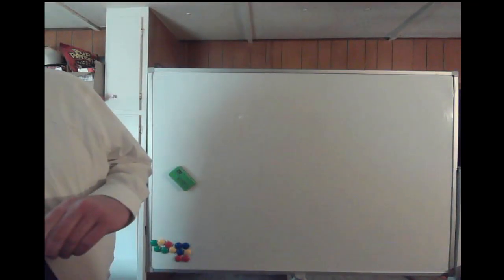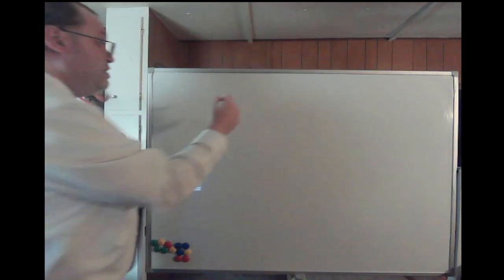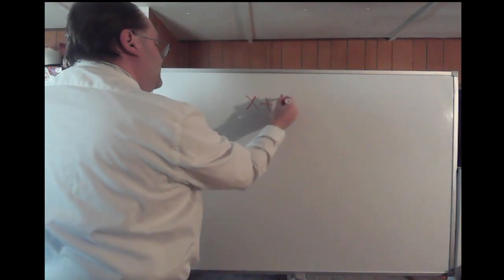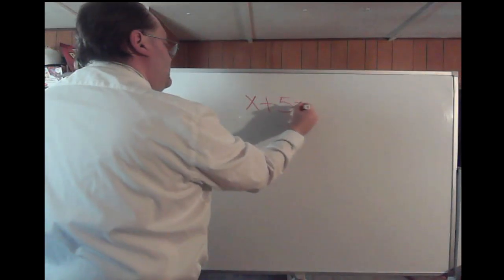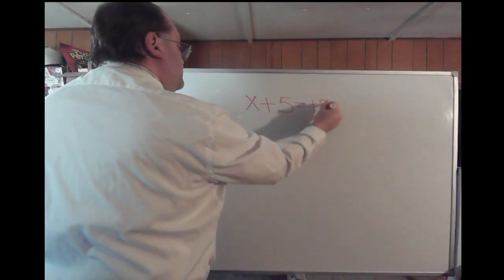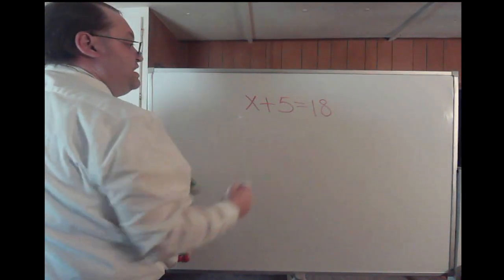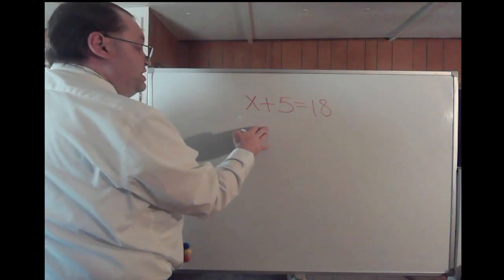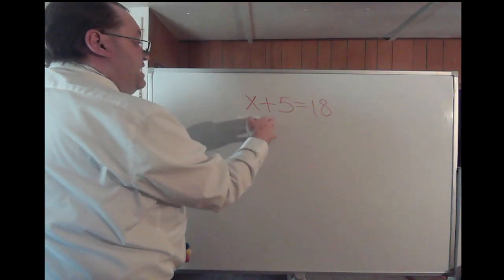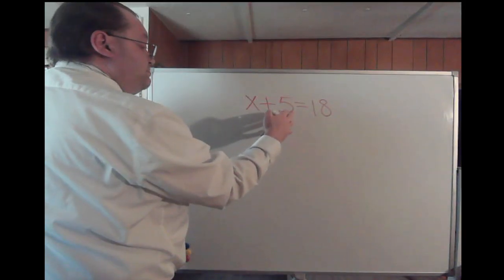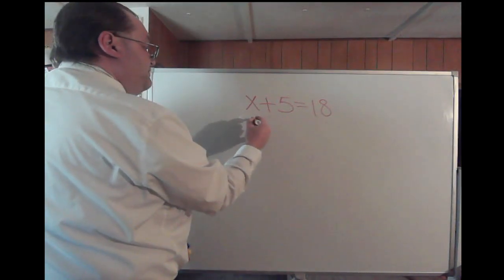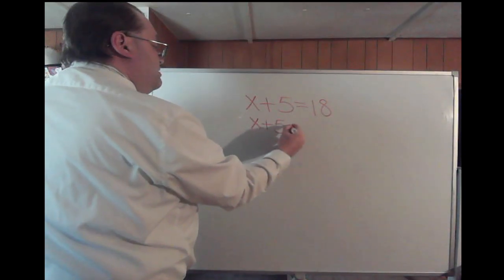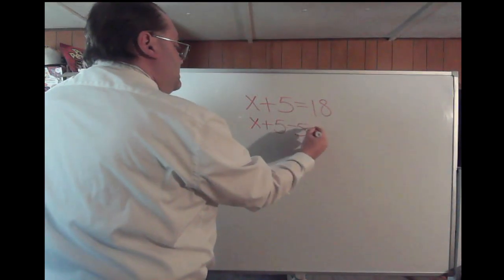What's the next one? Alright, we have x plus 5 equals 18. Well, the goal is to get x by itself. So what we have to do with the plus 5, we got a minus 5 to get rid of that 5. So you'll do x plus 5 minus 5.